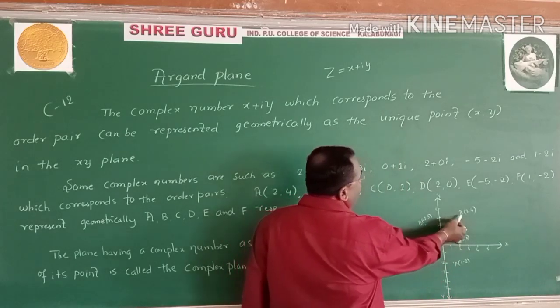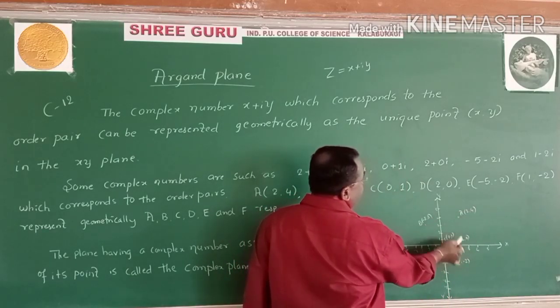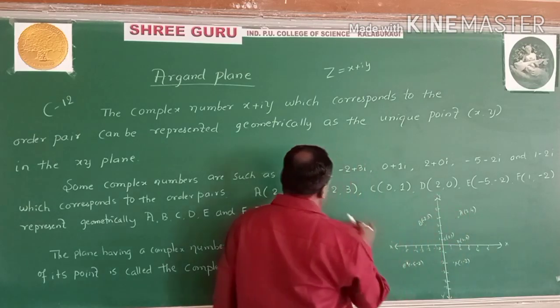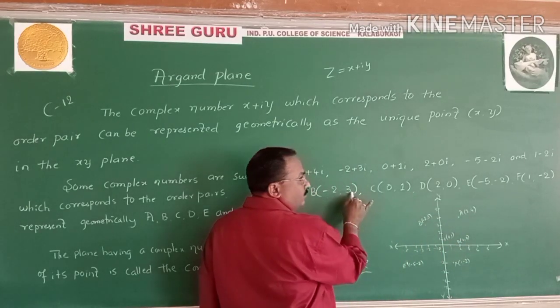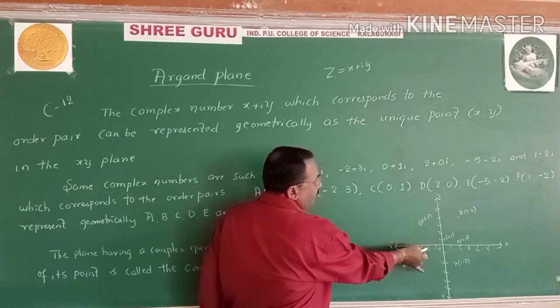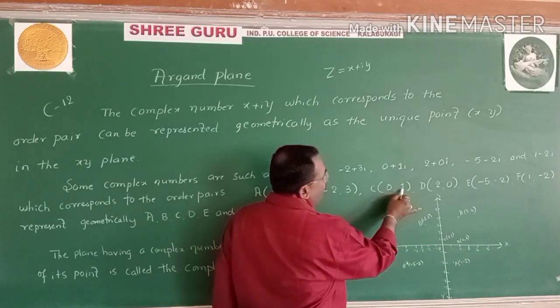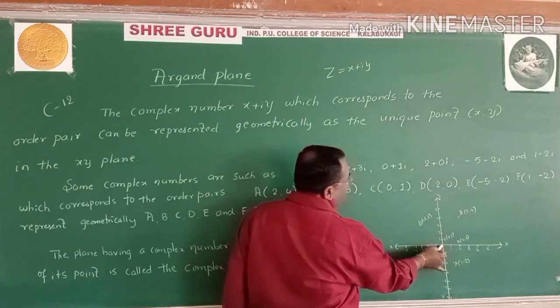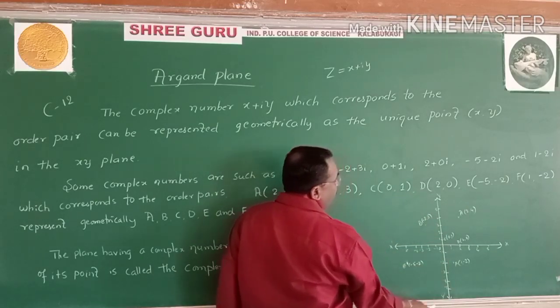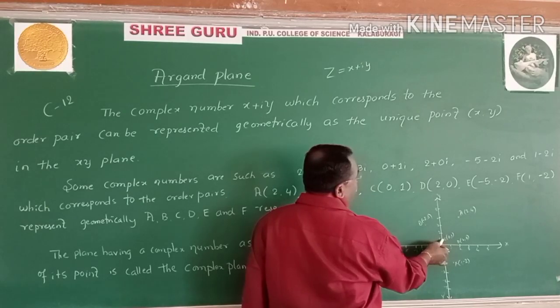Here A is what? 2 comma 4. Here x is 2, y is 4. Plot the point. B is what? Minus 2 comma 3. Here x is minus 2, y is 3. Plot the point. C is what? X is 0, y is 1. If x is 0, y value is what? That is 1. This is the plotted point.